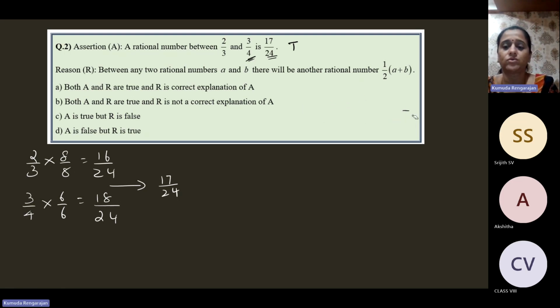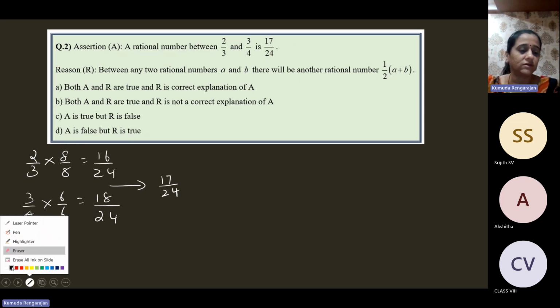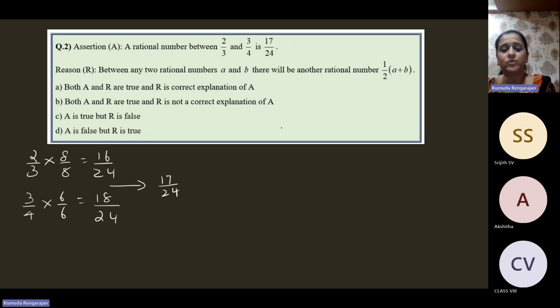I'll write this again for you. To insert a rational number between two rational numbers, you'll have to add the two rational numbers and divide by 2. So that means add the two rational numbers, division becomes multiplication, and the reciprocal of 2, which is 2 by 1, is 1 by 2. So this is nothing but half into a plus b, a plus b into half, half into a plus b.